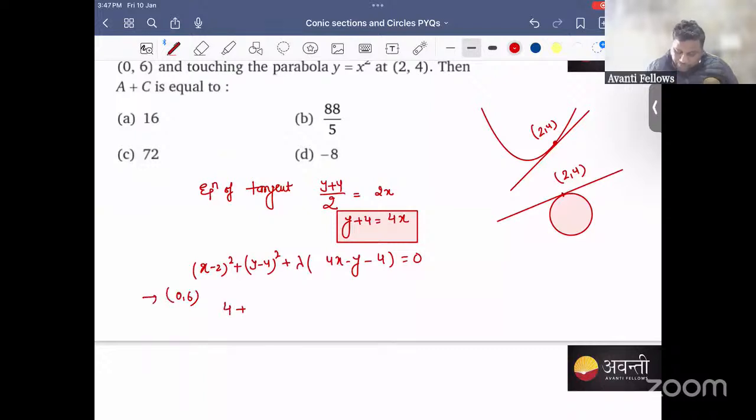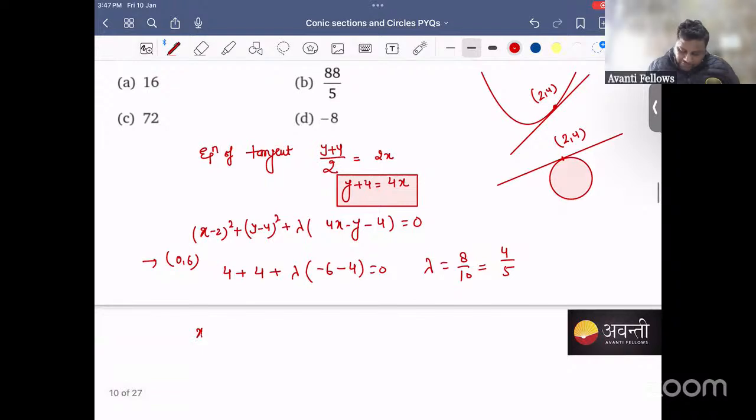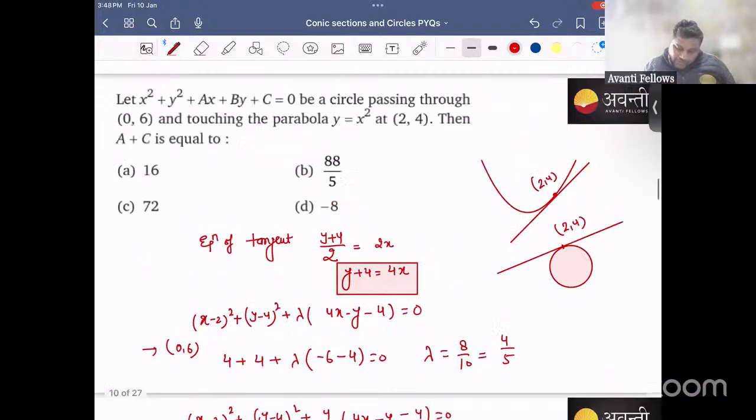It will be 4 plus 4 plus lambda times (0 minus 6 minus 4) equals to 0. So value of lambda is 8 by 10, that is 4 upon 5. Am I correct? Now put this value of lambda here. So it will be (x minus 2) whole square plus (y minus 4) whole square plus 4 by 5 times (4x minus y minus 4) is equal to 0.